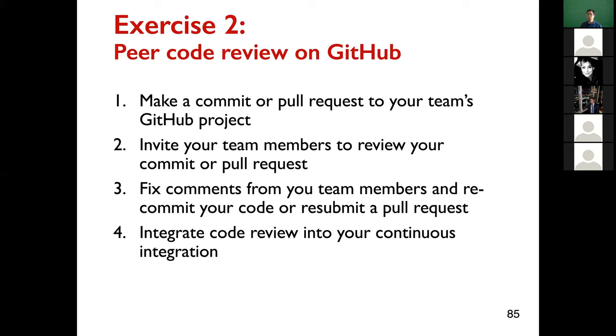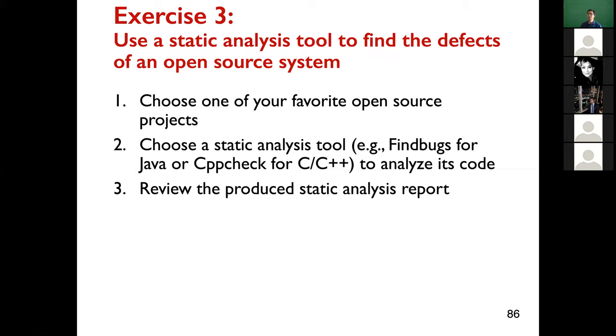Okay, the next exercise is for yourself, to use a static analysis tool to find the defects of an open source system. For example, you can use FindBugs to find the defects of a Java open source project. First step is to choose one of your favorite open source projects. Second step, choose a static analysis tool to analyze its code and review the produced static analysis report. So basically, this exercise is for you to have an understanding of what static code analysis looks like and how you may use it to improve the quality of your system. Okay. That's it. And any questions?